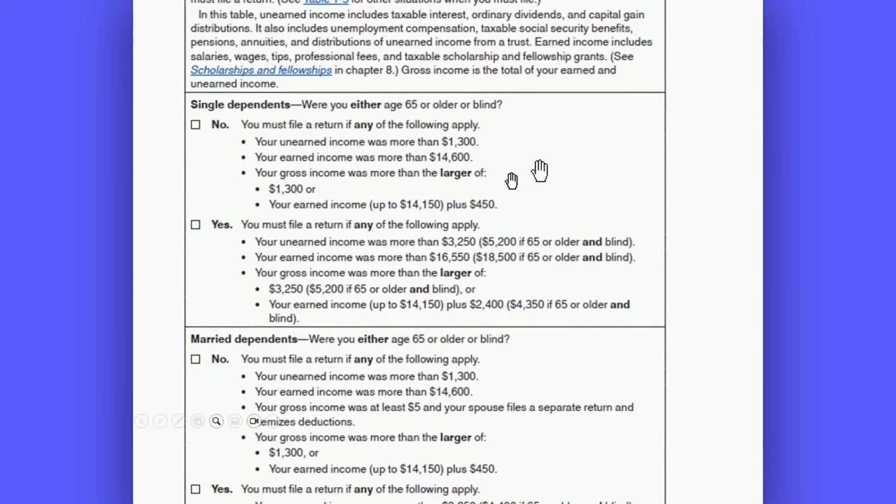So let's look at this. If you are single and you are a dependent on someone else's tax return, then you're going to use this top box here. So then the question is, are you 65 or older or not? If you are not, so this would be the stereotypical minor child who is a dependent on their parents' tax returns. So they are under 65, they are not married, so they are single, so this would apply to them. That person needs to file their own separate tax return if any of the following apply. If they had unearned income of more than $1,300, so remember that's interest, dividends, etc. If they had earned income of more than $14,600, you'll recognize that number from the previous chart. So maybe this is the 16-year-old who has a part-time job and they've got earnings from that.